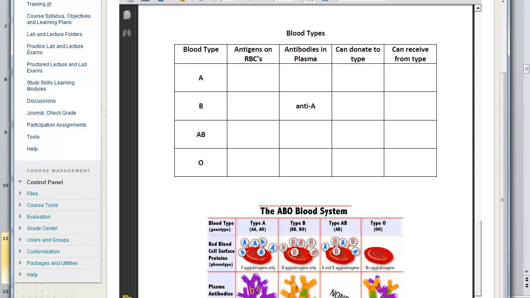So if our recipient is type A, we know they have B antibodies. If our recipient is type B, they have A antibodies. And if they're type O, they have A and B antibodies. So we really want to be careful we don't give red blood cells that are going to react with the antibodies of our recipient and cause massive clumping and death.